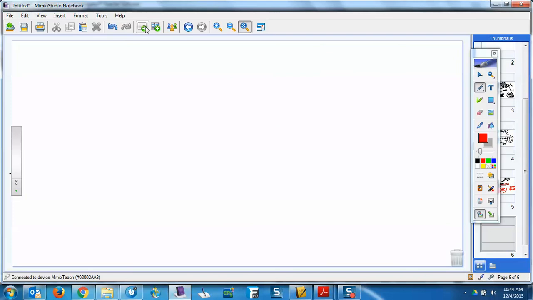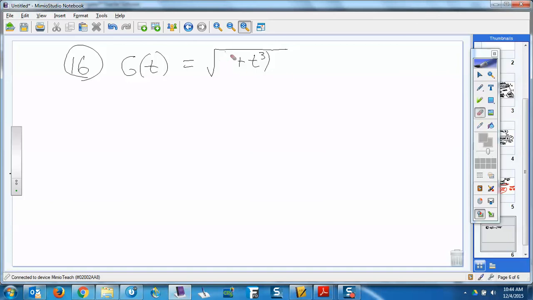Okay, another one. 16. Read it. G of t equals the square root of quantity 1 plus t cubed cosine t. So 1 plus t cubed in parentheses? No, just t times cosine t. Gotcha. So 1 plus t cubed cosine t, like so. Okay? All right.